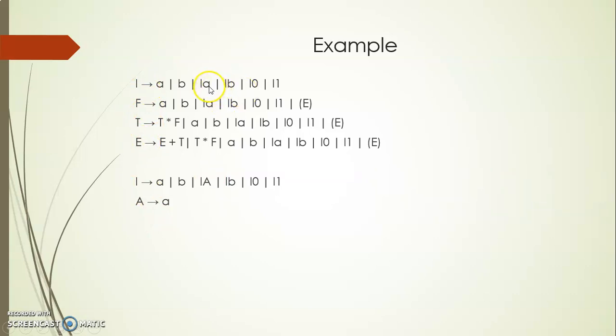So here I am replacing the small a with this capital A, and I am adding one more production to the grammar, say A tends to small a, right? Similarly, you have to replace for B and also for 0 and for 1. Now when you observe this production, this first production is now in Chomsky normal form. It may not always be the case, but here we got the answer in a single step, right? Similarly, we have to do this for the remaining productions present in the grammar.